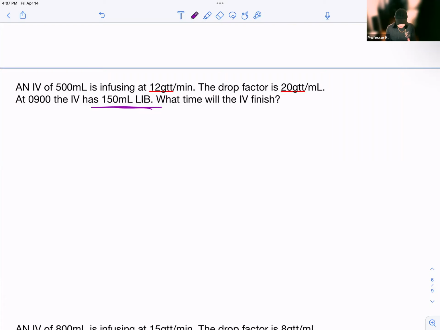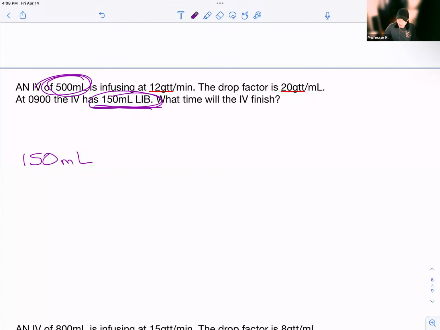All right, so where do we start? Well, we always start with what's left in the bag, what you assessed when you went in the room. This is just telling me this was the original amount. That is long gone. At least 350 milliliters of it is already gone. I am only concerned with what's left in the bag, and that's where I start. So when I walked in the room, there was 150 milliliters left in the bag. And it's asking me what time, in military time, by the way, will the IV be empty? Will that 150 milliliters be gone and in the patient?